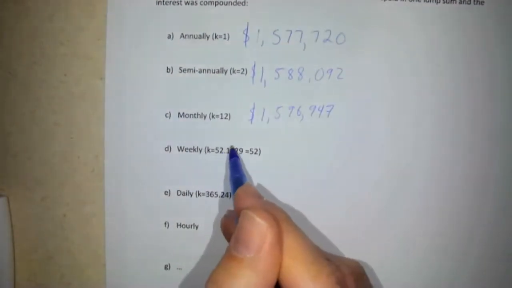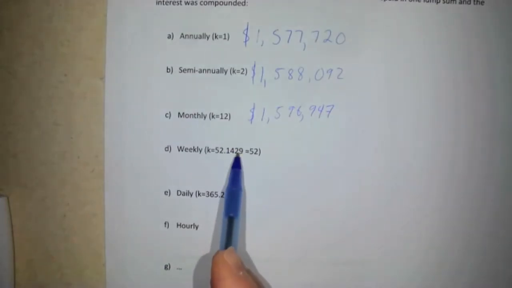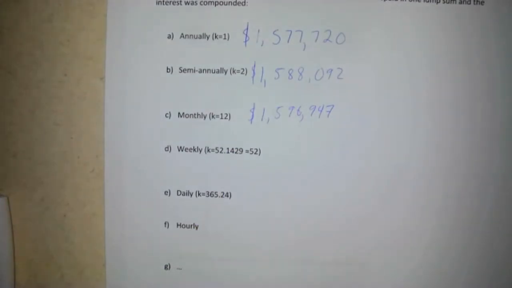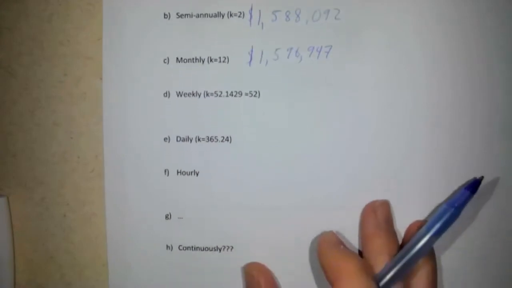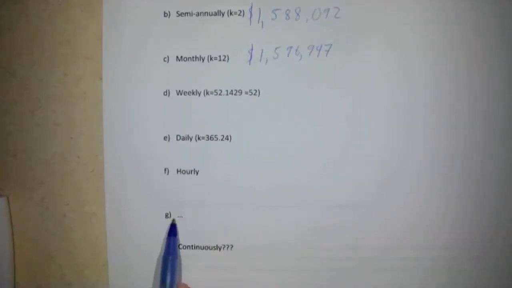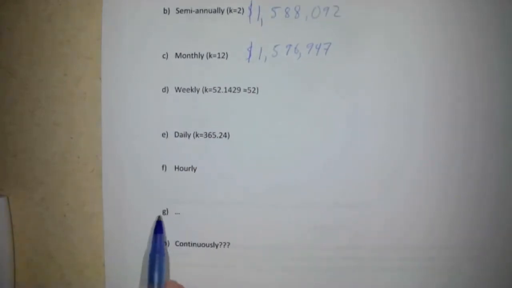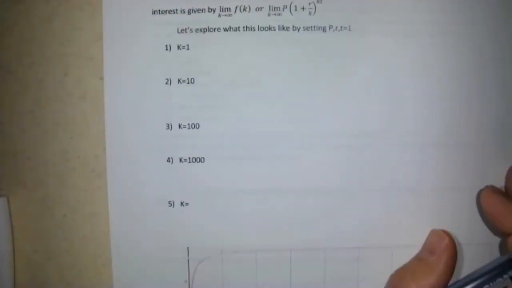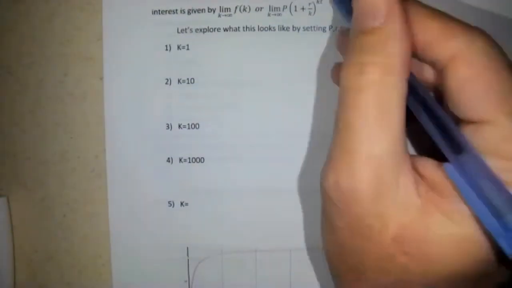Obviously, if we did it weekly, that's going to be more. Daily is going to be more. Hourly is going to be more. Secondly is going to be more, if you want to put in secondly or minutely or something like that. Continuously is going to be more, but it doesn't go crazy. We do reach a limit. And I wanted to show you that.